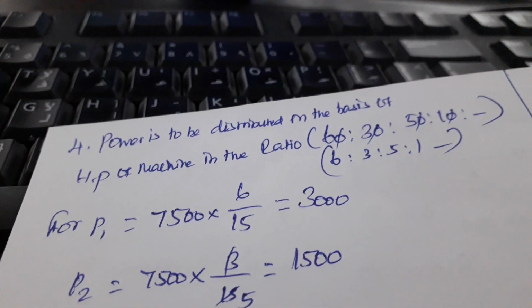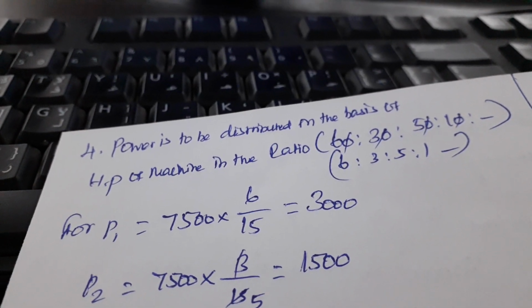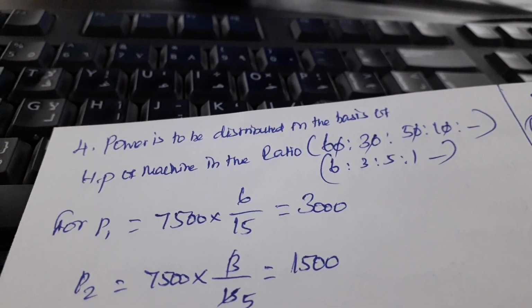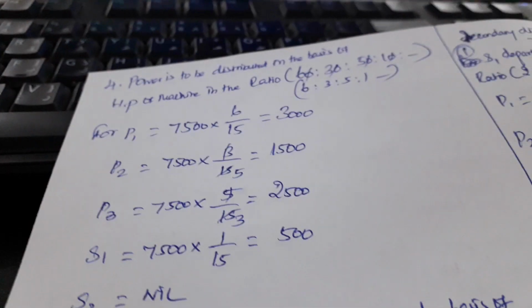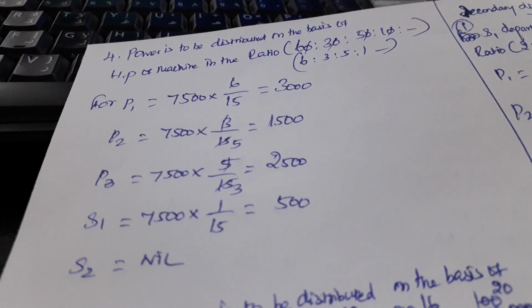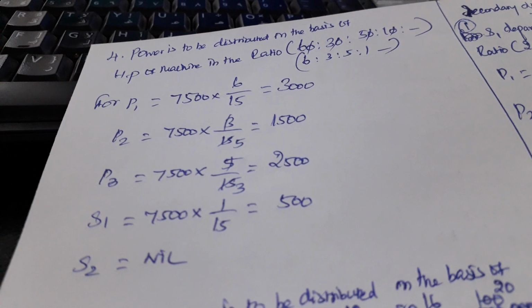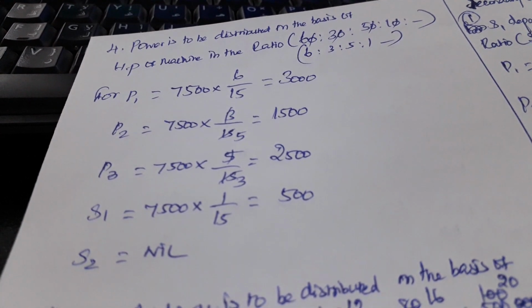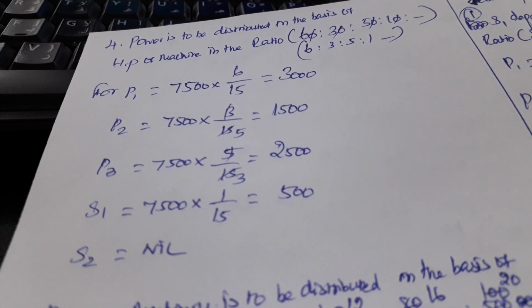Power is to be distributed on the basis of horsepower of machine in the ratio 6:3:5:1. This also doesn't give a value for service department 2, so we will write it as nil.